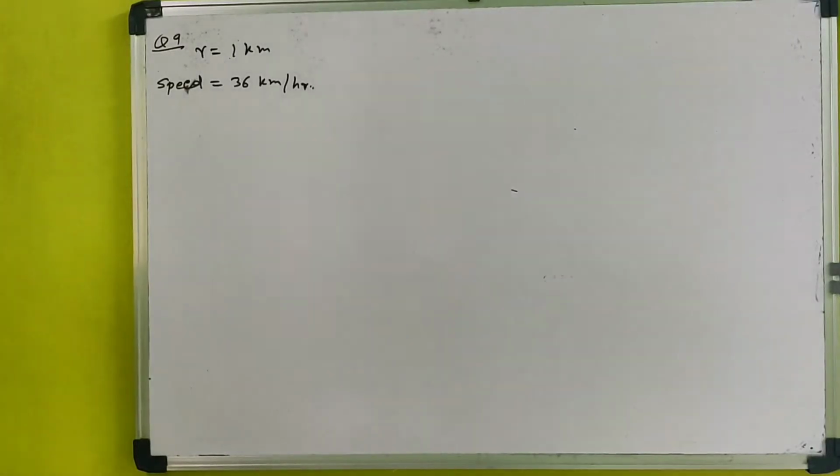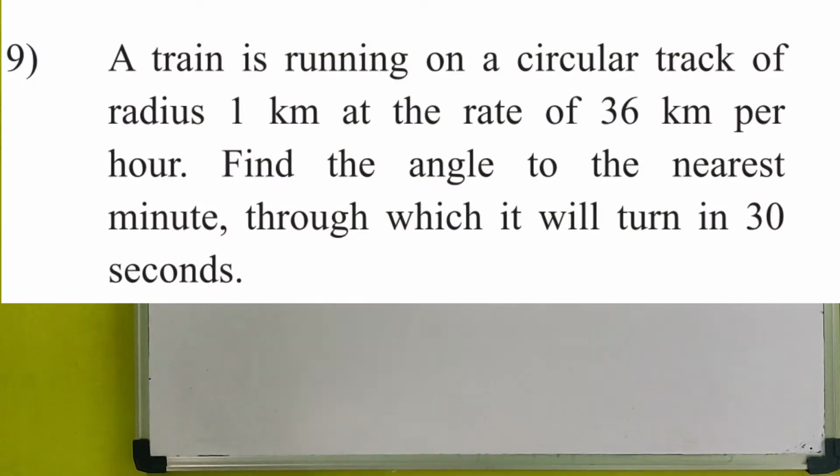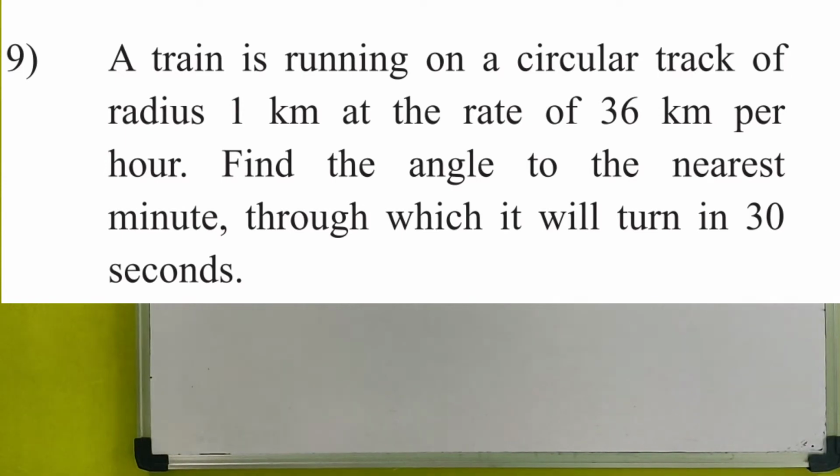Yes, so next is question number 9. Question number 9 में क्या दिया है? A train is running on a circular track of radius is 1 kilometer at the rate of 36 kilometer per hour. Find the angle to the nearest minute through which it will turn in 30 seconds. So it will turn in 30 seconds. So what is the question?